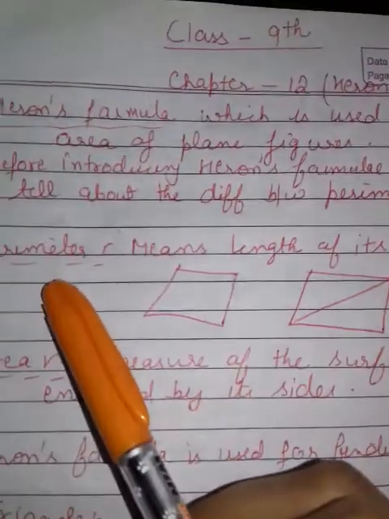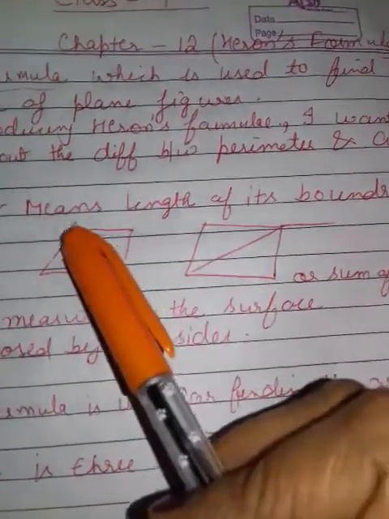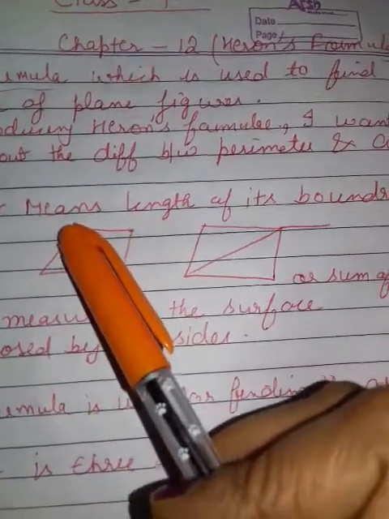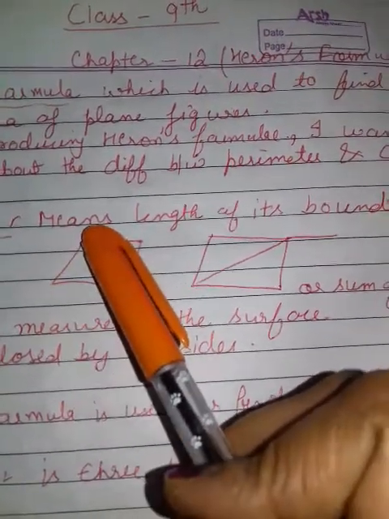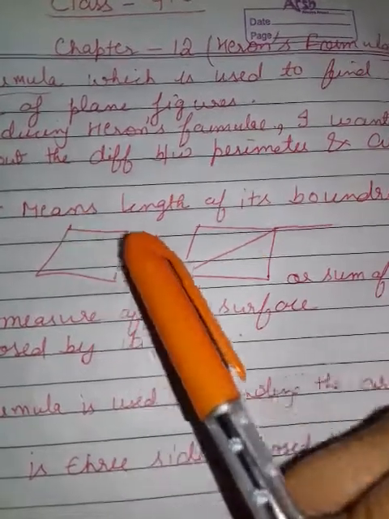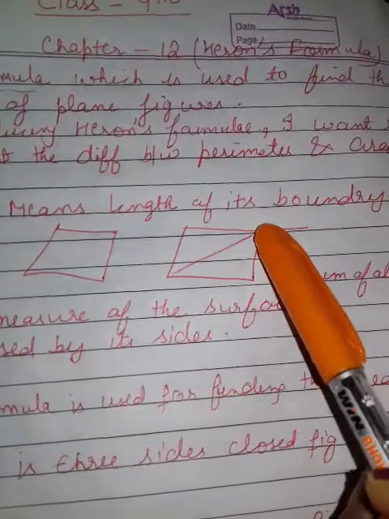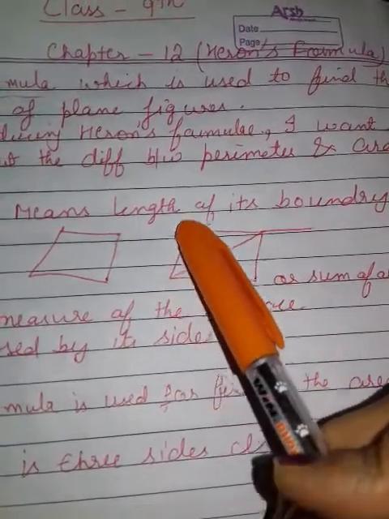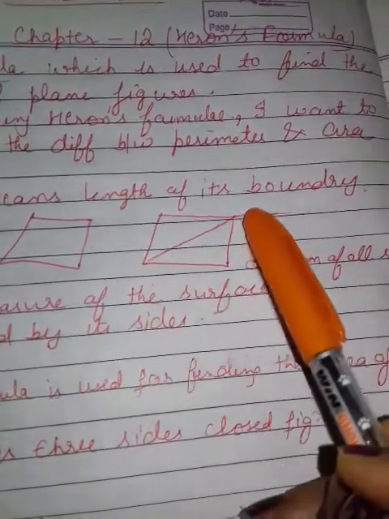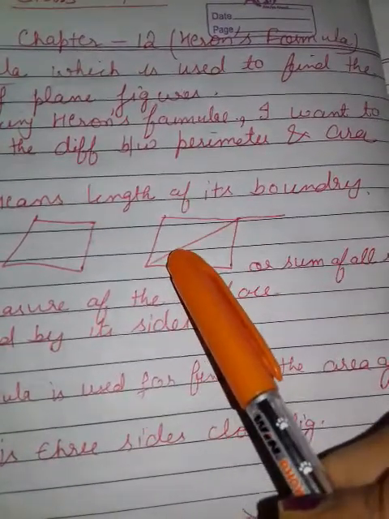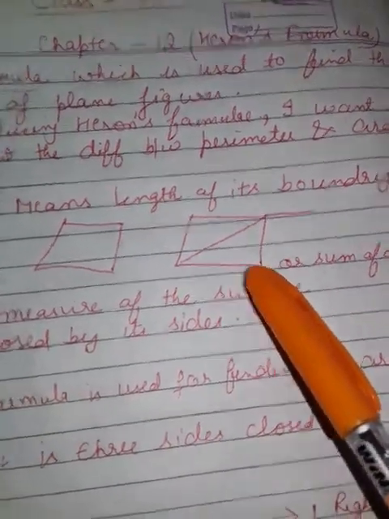Perimeter means the length of all its boundaries. Like this figure is given to you, whenever you have to find its perimeter, you will measure these sides, meaning you add the outer boundary. Here, in this figure, you will not add the inner lines 2, 3, 4 and 5. Why? Because they are not on the outer boundary. Only the outer boundary is included in the perimeter.